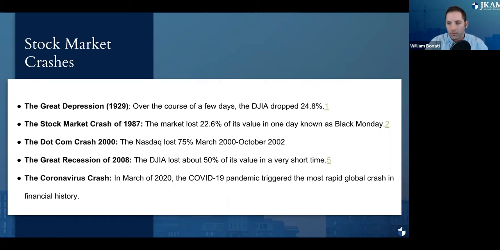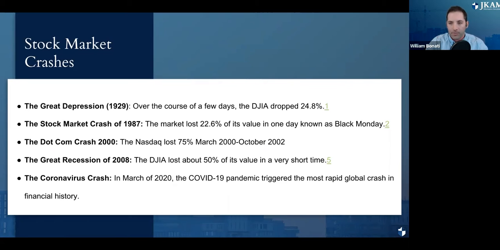And it took a little over a decade for the economy to get back to pre-depression levels, and a lot of that was driven by industry from World War II. The next one was in 1987, and the market lost 22.6% of its value in one day. That was known as Black Monday. But within 2 years, it had recovered everything it had lost.